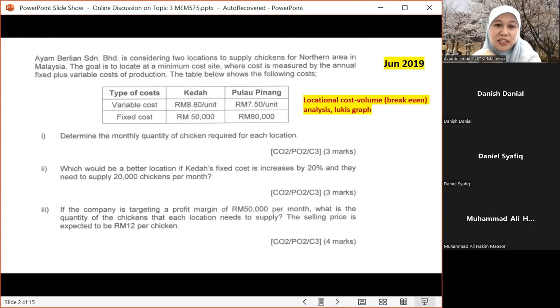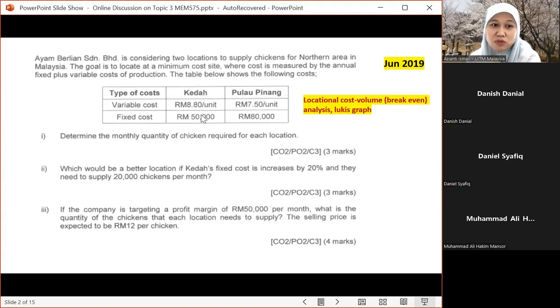Okay, so here they give us 2 locations. Sometimes they give you 3. 2 ni just nice lah, so it's not too complicated. If 3 locations, nanti panjang cerita dia sikit. But for this example, they give you 2 locations and they want to determine the quantity of chicken for each location, Kedah and Pulau Pinang. How many chickens to produce so that you get the lowest cost.